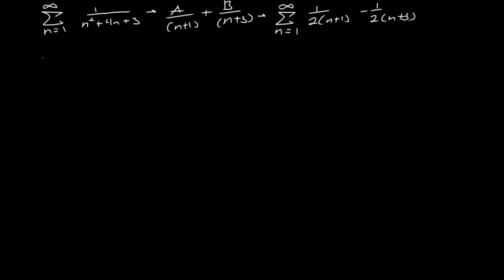Okay, so now that we've rewritten our series, we can now begin using partial sums again. So we plug in 1 for n. We'll get 1 divided by 2. 1 plus 1 is equal to 2. So 1 divided by 2 times 2. Minus 1 over 2. Plug in 1 for n. 1 plus 3 is 4. And that's S sub 1.